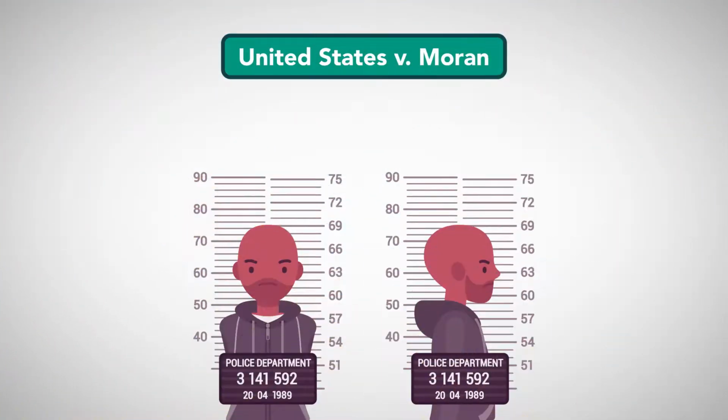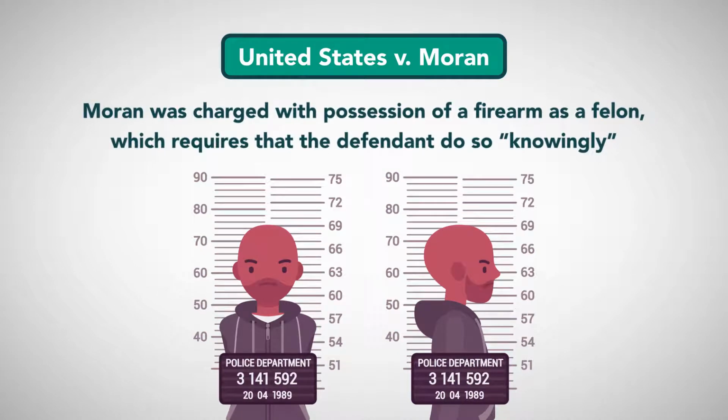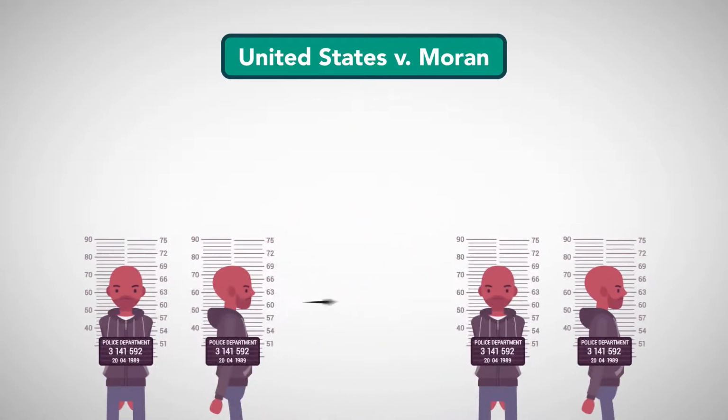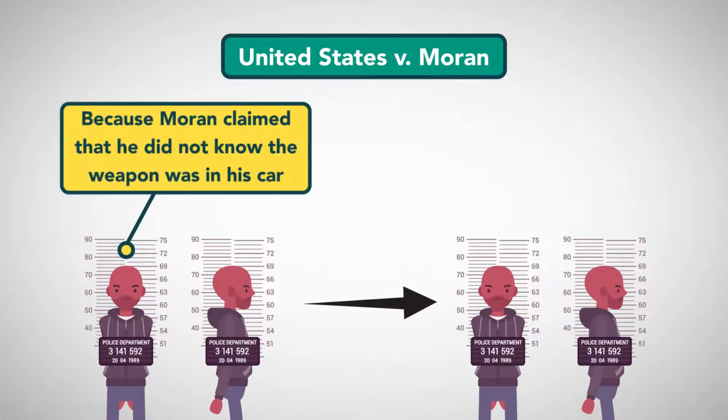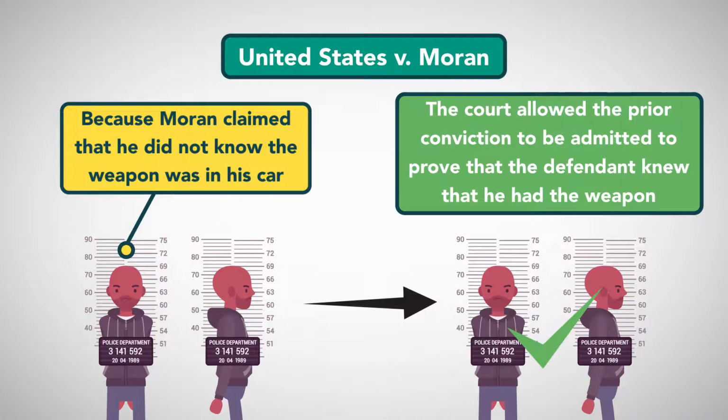In United States v. Morin, Morin was charged with possession of a firearm as a felon, which required the intent to do so knowingly. The government introduced evidence that Morin had been previously convicted for the same crime. Because Morin claimed that he did not know the weapon was in his car, the court allowed the prior conviction to be admitted to prove that the defendant knew that he had the weapon.